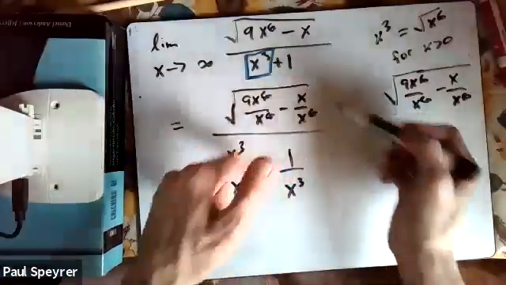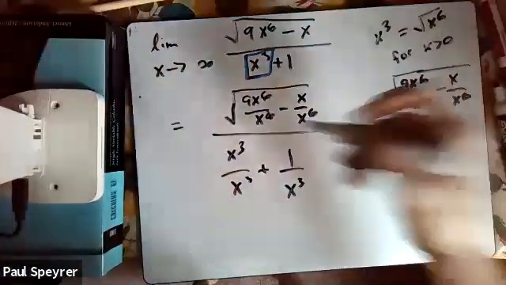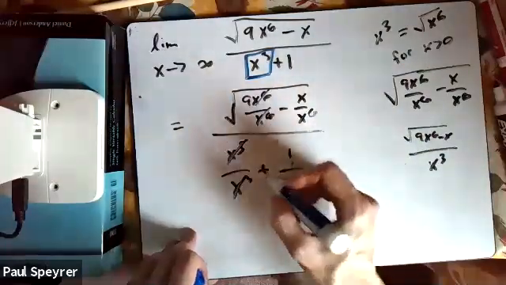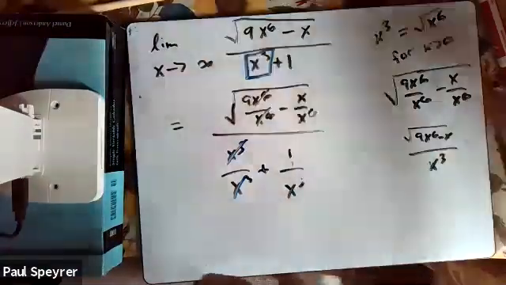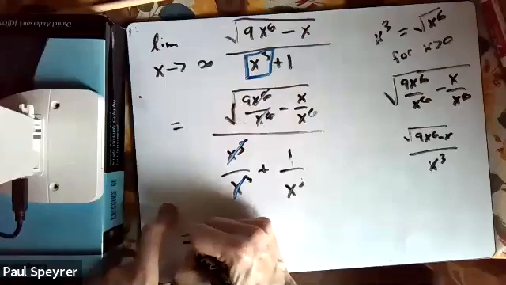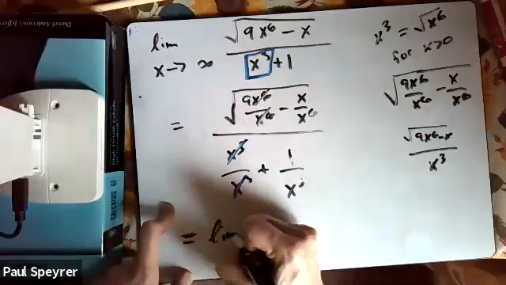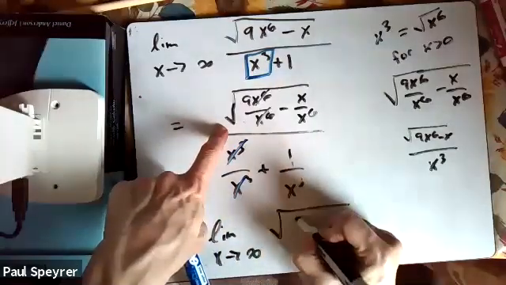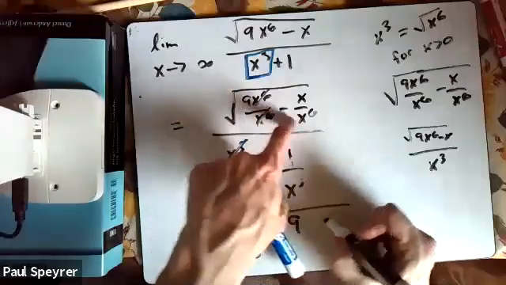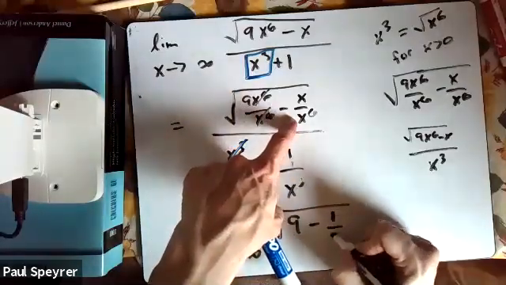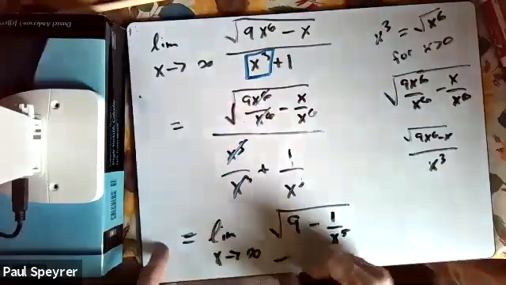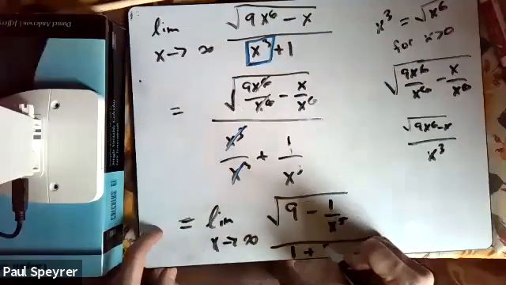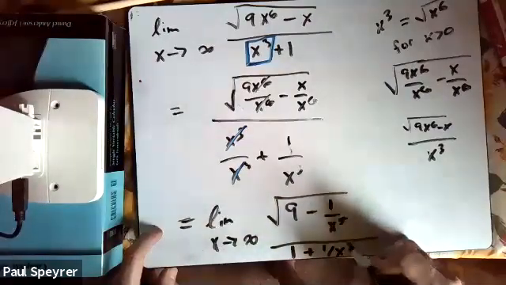Now, if we continue with this, right, what happens right here? Well, this becomes 1, right? So we're left with 9. This becomes 1, right? Now, if we reduce this stuff, what are we left with? We now have this limit as x goes to infinity of the square root of 9, because the x squareds go to 9, minus 1 over x to the fifth, divided by 1 plus 1 over x cubed.